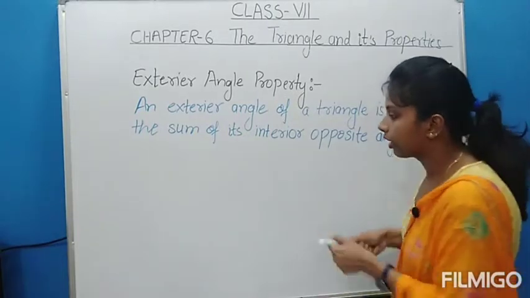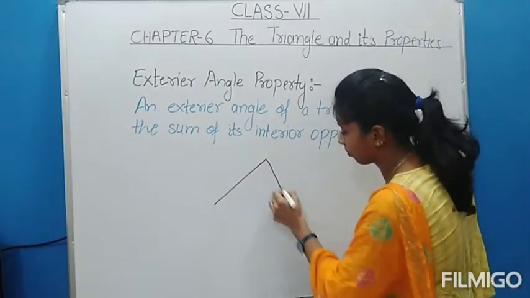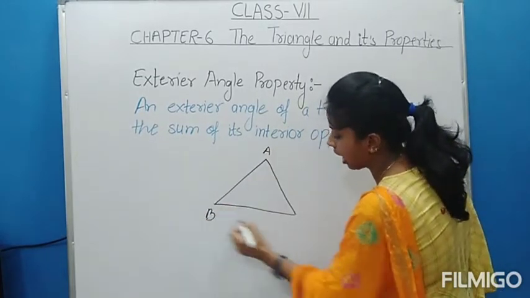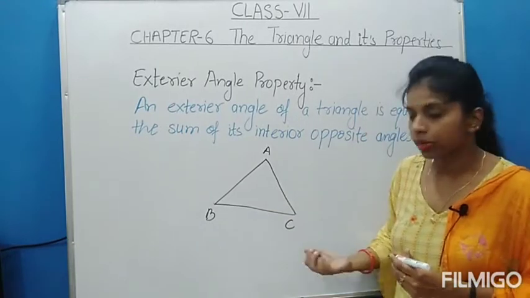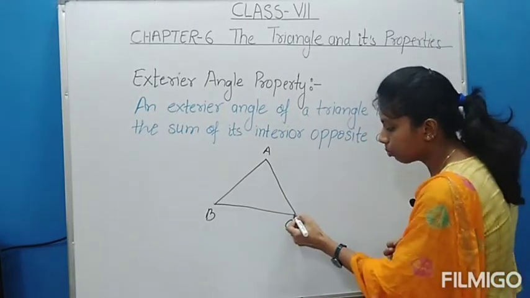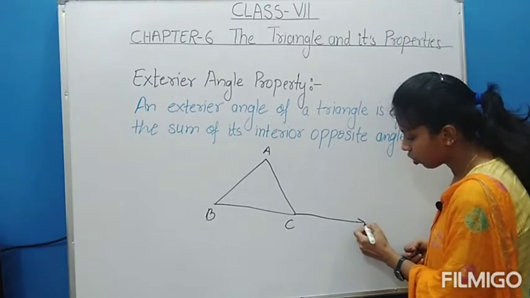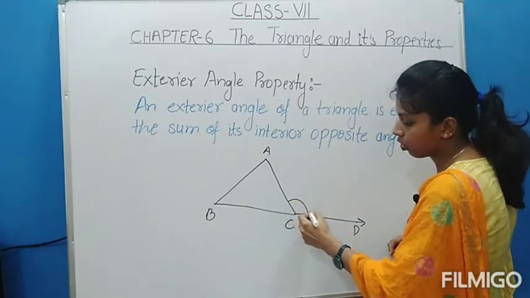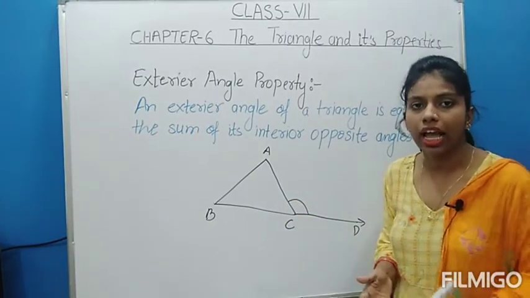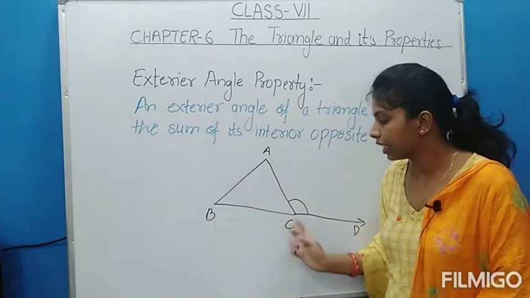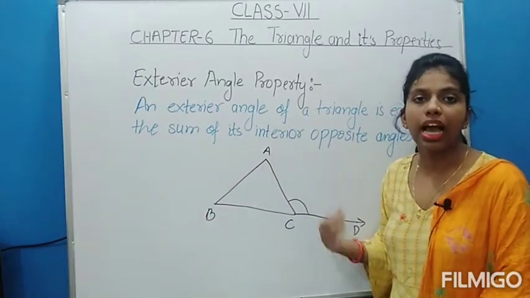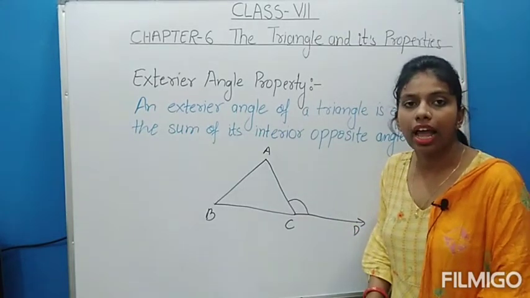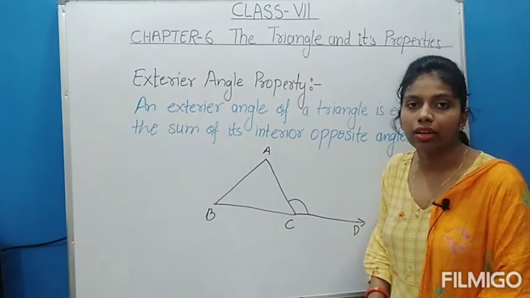Suppose this is a triangle ABC. If I extend this side BC till the point D, then this angle ACD is called an exterior angle for the triangle ABC. Since this angle lies outside of the triangle, it is called an exterior angle for triangle ABC.